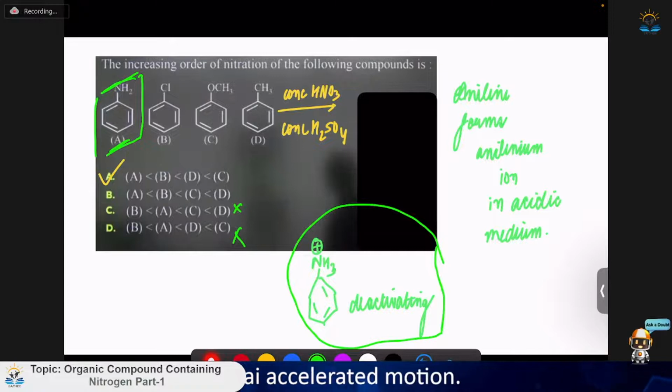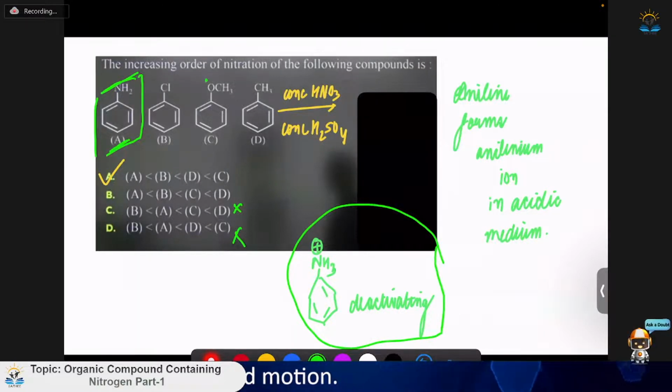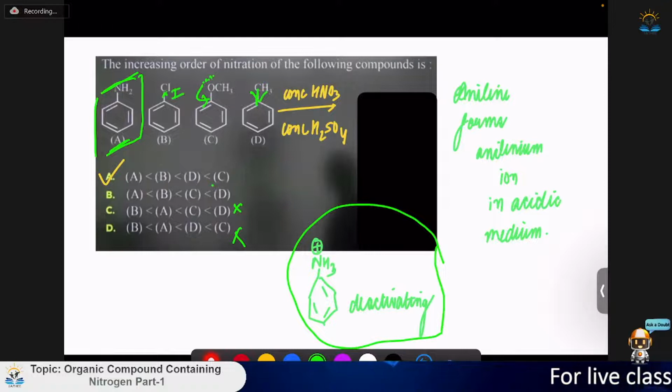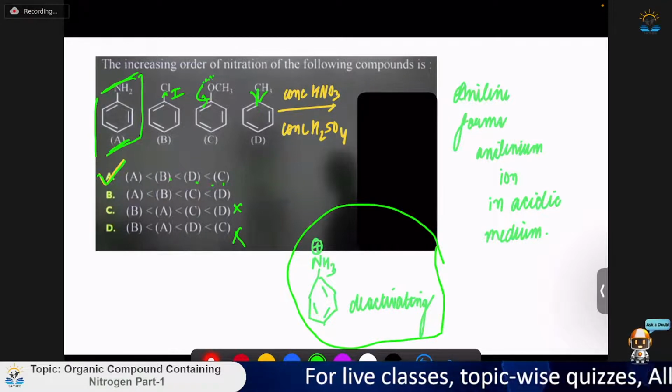Now, in case of these, OCH3 has an electron donating effect, so it will be the highest. Then CH3 has a plus I effect, while Cl has a minus I effect. So the increasing order of nitration will be C, D, B, and A. So this will be the correct answer.